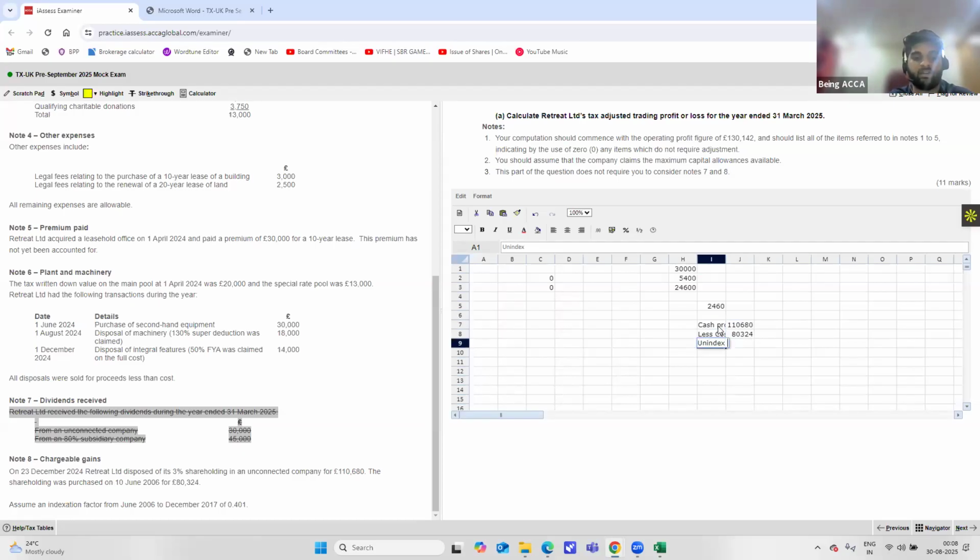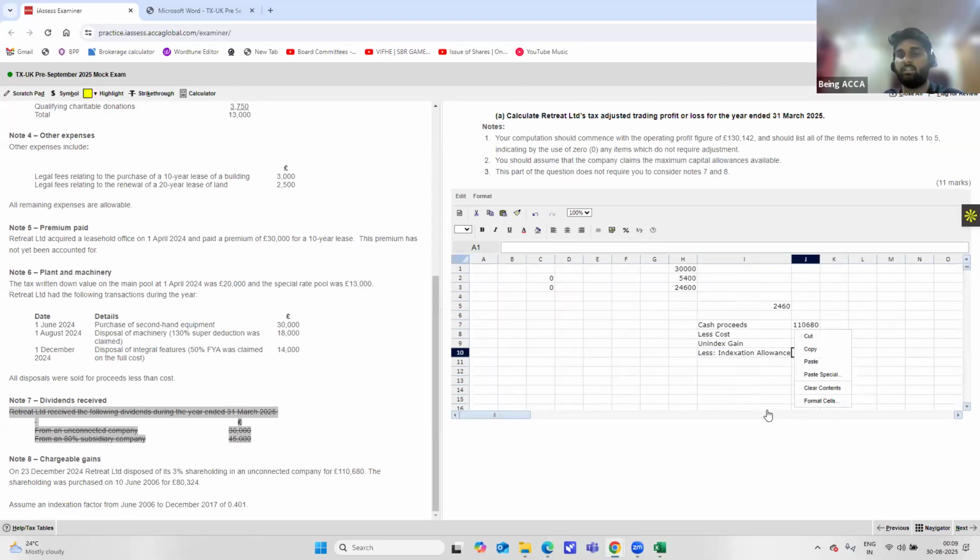Unindexed gain would be this minus this. Now less indexation allowance. Indexation is something that is applicable only for companies. Indexation allowance, guys, always for shares, and for shares I want every one of you to look at using indexation and without indexation, because most of the students go wrong in the capital gains that arise on shares, because of not considering it as a share pool or anything like that. Is that clear?